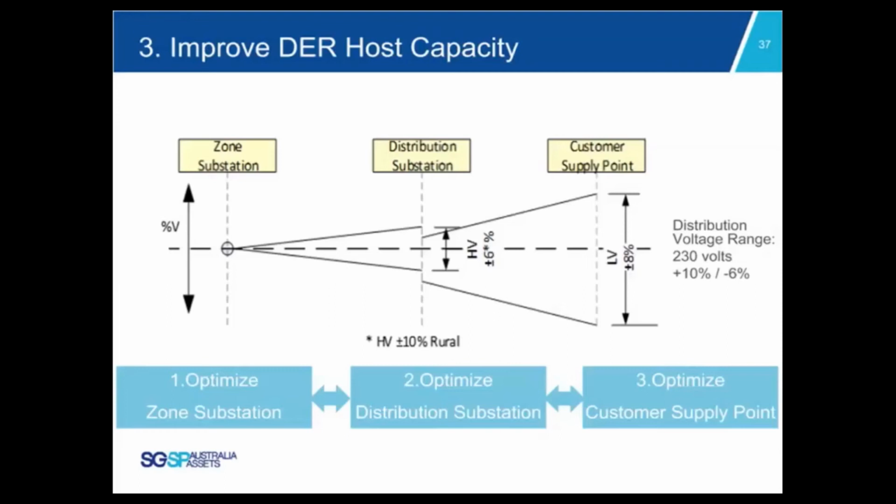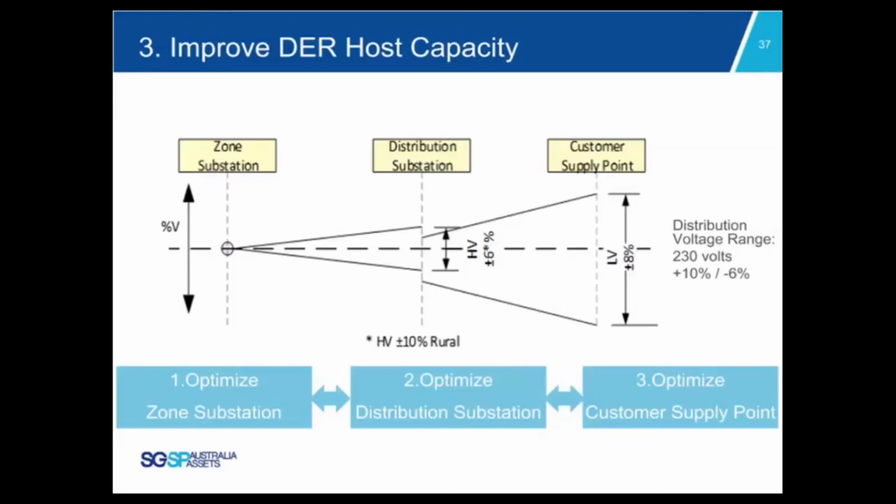The idea of improving DER hosting capacity contains optimized zone substation, where a zone substation is a higher voltage substation that supplies hundreds of distribution substations, optimized distribution substation, and optimized customer supply point. Ideally, by tapping up or down the voltage level at the zone substation and the distribution substation in an optimal way, most of the over or under voltage issues will be resolved.